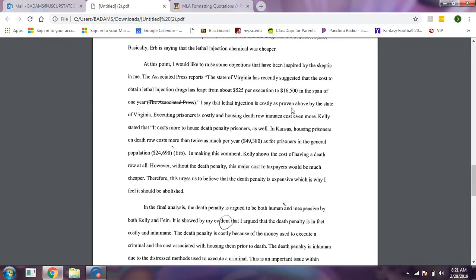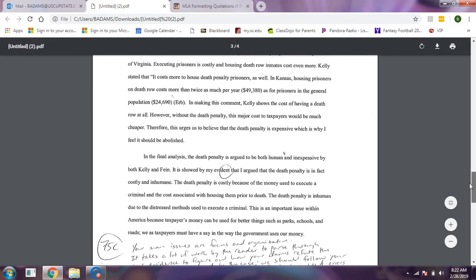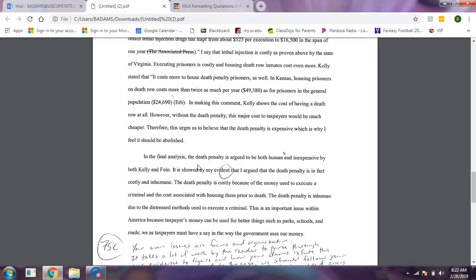"I say that lethal injection is costly as proven by the state of Virginia. Executing prisoners is costly and housing death row inmates costs even more. Kelly stated that it costs more to house death penalty prisoners as well. In Kansas, housing prisoners on death row costs more than twice as much per year, and there's the amount as for prisoners in the general population." And we would need to close quote, right? There's my quotation mark. We got to make sure we close the quote so that we know where it ends.